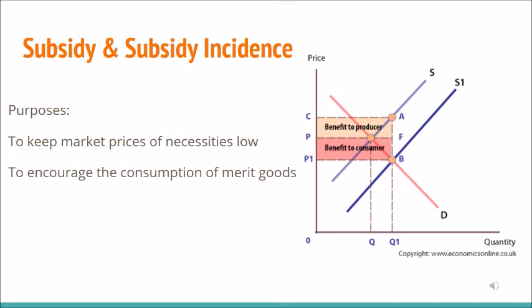This is because producers can actually sell their products at price C, but because subsidy is given, price falls to P1. The amount of subsidy per unit is from price C to P1, and the total amount of subsidy paid by government is subsidy per unit times the new quantity, which is Q1, or the area of rectangle CABP1. When subsidy is given, the supply curve shifts to the right from S to S1.